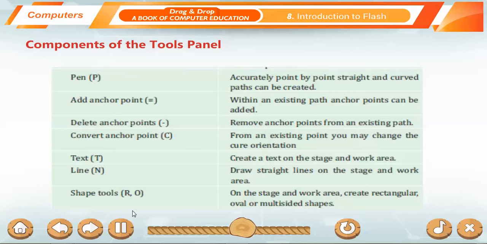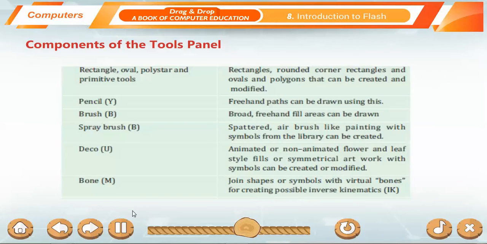Line, N. Draw straight lines on the stage and work area. Shape tools, R, O. On the stage and work area, create rectangular, oval or multi-sided shapes. Rectangle, oval, polystar and primitive tools. Rectangles, rounded corner rectangles and ovals and polygons can be created and modified.